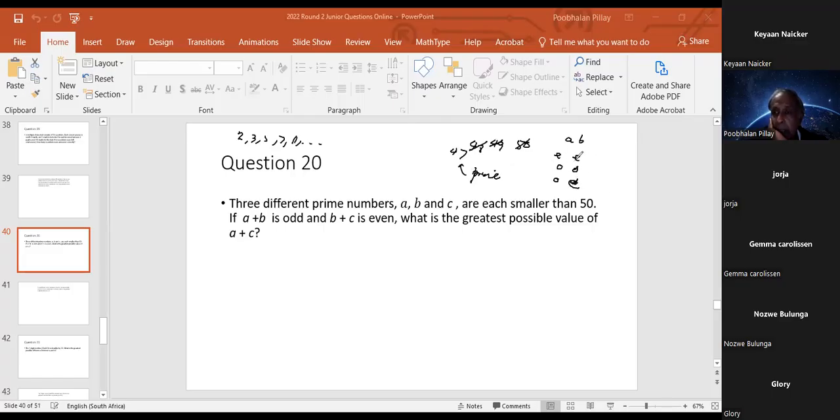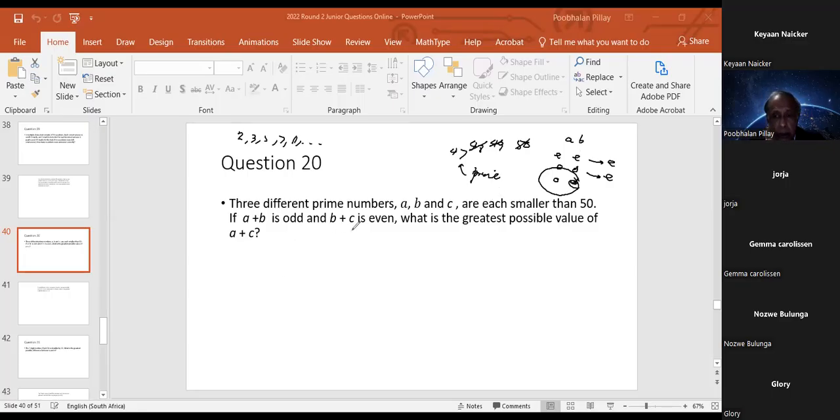Now, when you add 2 even numbers, you're going to get an even number. And when you add 2 odd numbers, you're going to get an even number again. 3 plus 5 is 8. 5 plus 7 is 12. So the sum of 2 odd numbers is always even. But here they say that the sum is odd. So given A and B, one of them is odd and one of them is even. But we don't know which one is odd and which one is even. All you can say is one of them is odd and one of them is even.